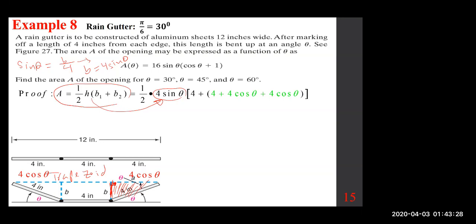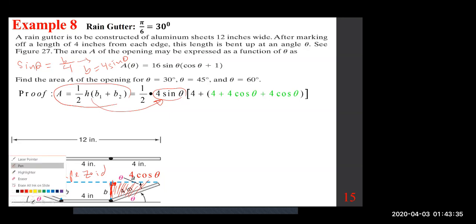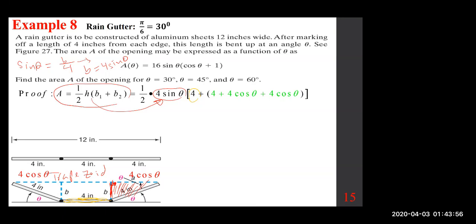Now, there's different colors. This one in yellow is 4 inches. That's one side, let's say b1. Dashed blue line is b sub 2, and it has 3 pieces, as you can see, where it reads 4 cosine theta.